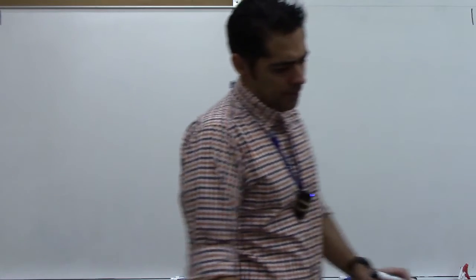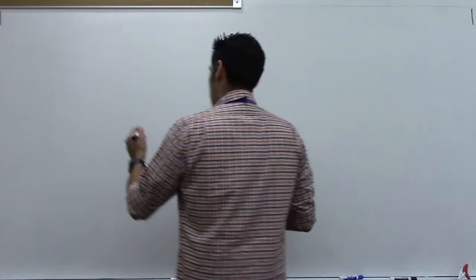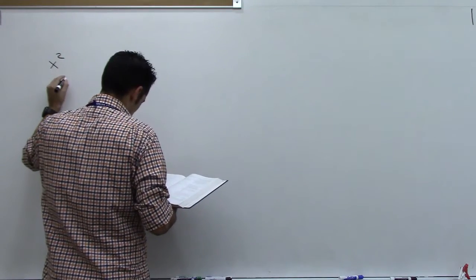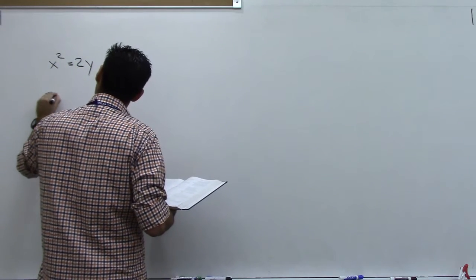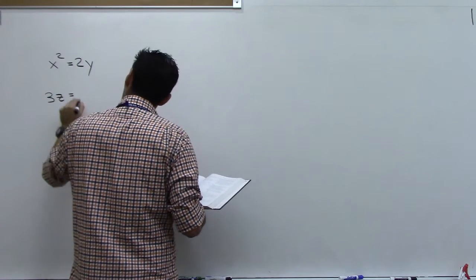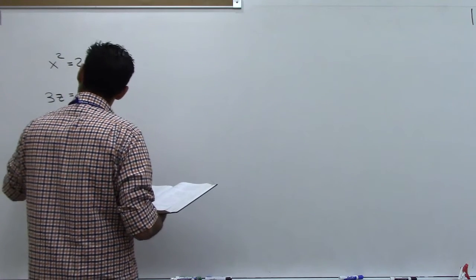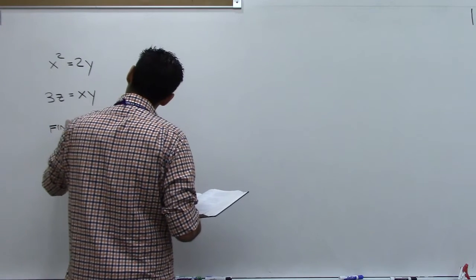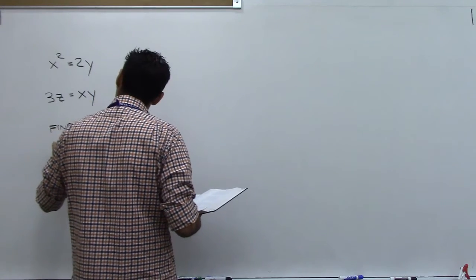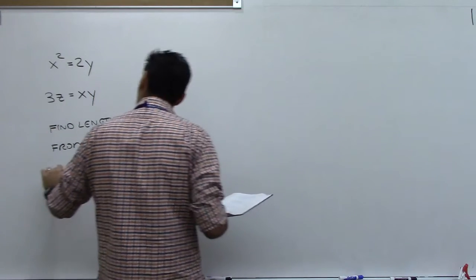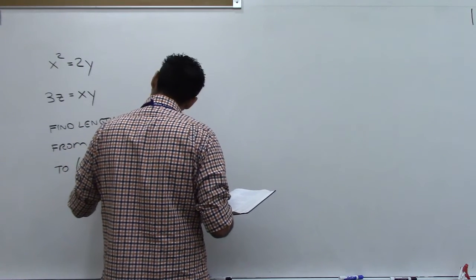So on number 7, it says, let C be the curve of intersection of the parabolic cylinder x squared equals 2y, and the surface 3z equals xy. Find the length of C from the origin, which is the point (0, 0, 0), to the point (6, 18, 36).